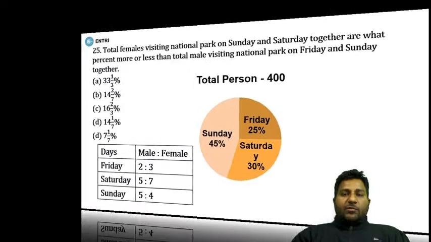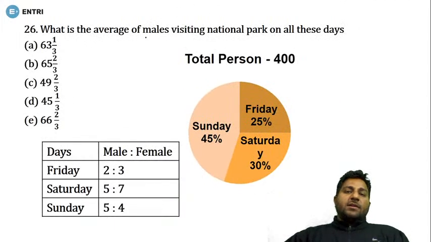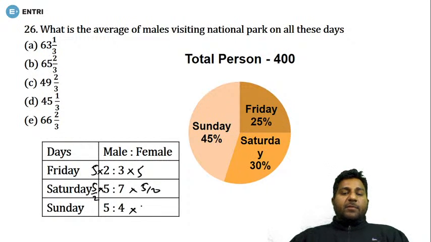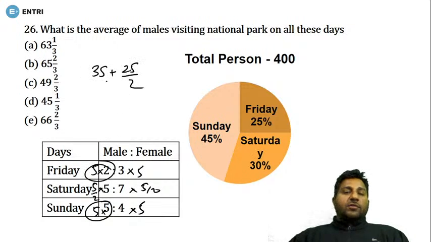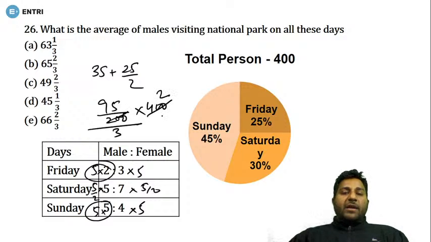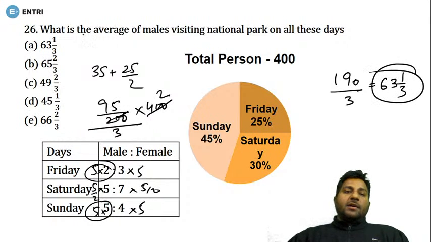Alright, so let's move on. What is the average of male visiting the national park on all these days? Average of male. So how are you going to do that? Let's multiply with 5 by 2. So clearly 25 and 10, 35. 35 plus 25 by 2. So clearly 70, 95 by 2 divided by 3. So clearly 190 divided by 3. So 3 6 are 18, and 63 whole 1 by 3 will be the correct answer.